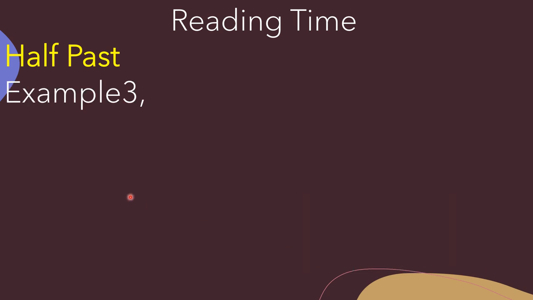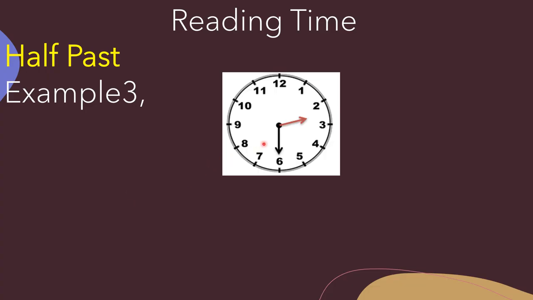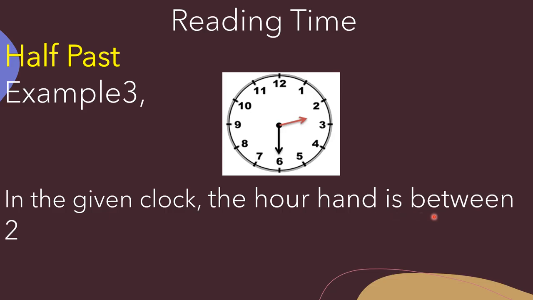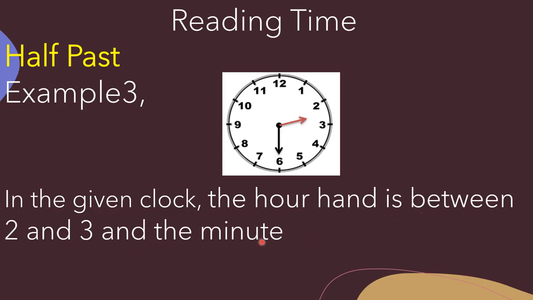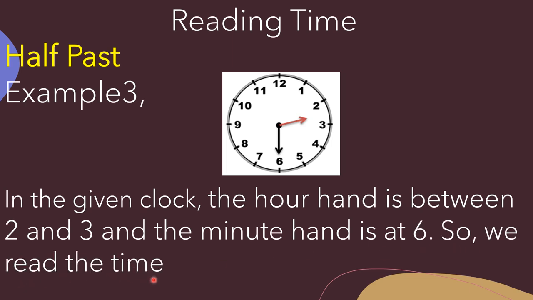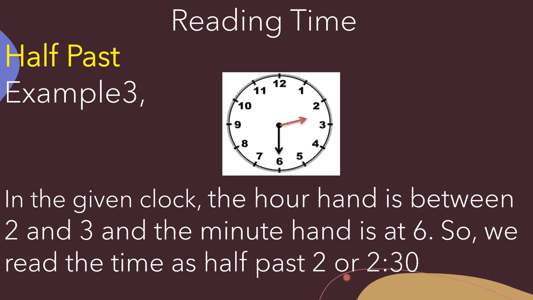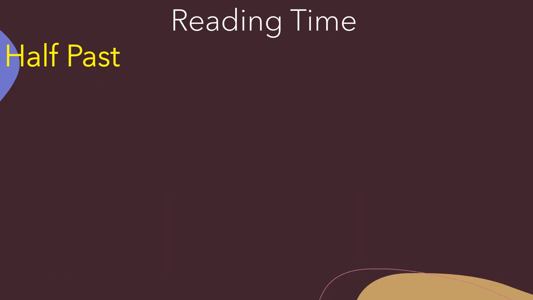Now the next, example number 3. Here you can see we have a clock, and in this clock our minute hand is at 6 and the hour hand is between two consecutive numbers, that are 2 and 3. So how we can write: in the given clock, the hour hand is between 2 and 3 and the minute hand is at 6. So we read the time as half past 2 or 2:30. Understood, beta?